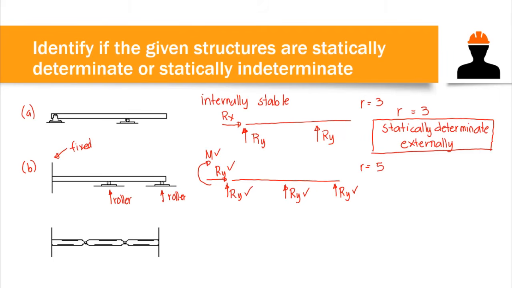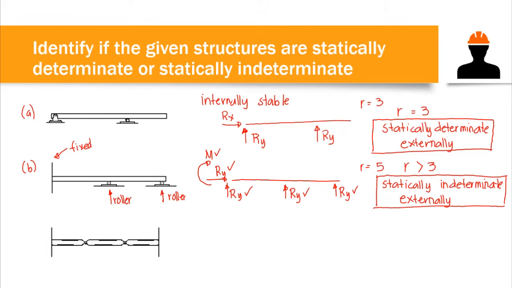So we have R greater than 3. That means we have a statically indeterminate structure externally. So this is the determinacy for our figure B. And for its stability, take note, we do not have internal hinges within the beam, so this one is internally stable. Now we need to determine the degree of indeterminacy.